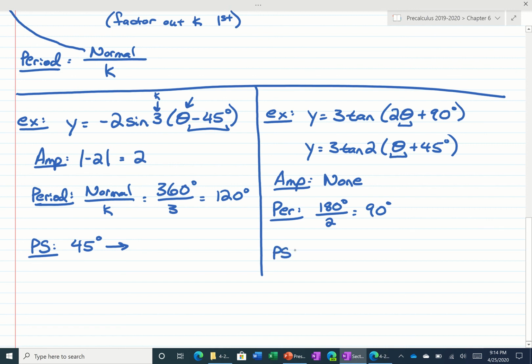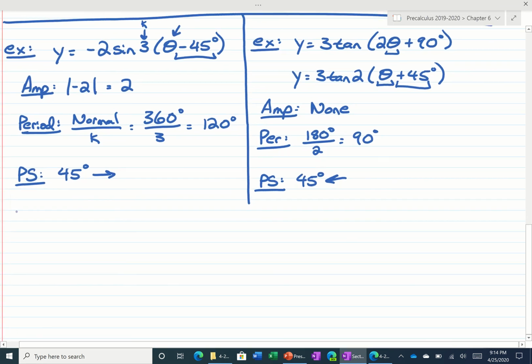And then the phase shift, theta is by itself, so we're going 45 degrees to the left. Remember, anytime it's on the inside and it's positive, we go left. When you're telling me phase shift, I have to see the number, and I want to know what direction it goes. Maybe we'll do a couple more.